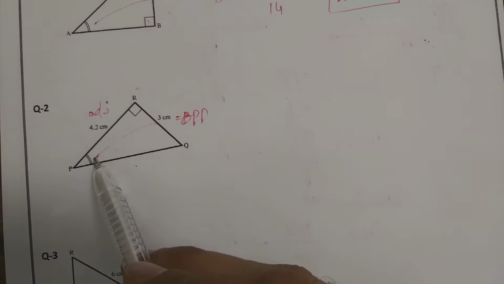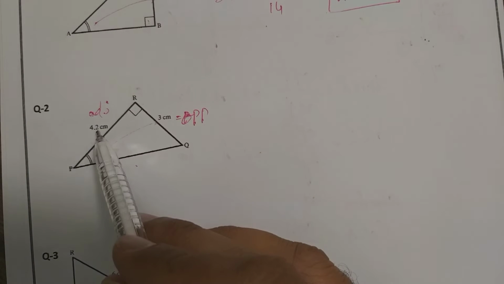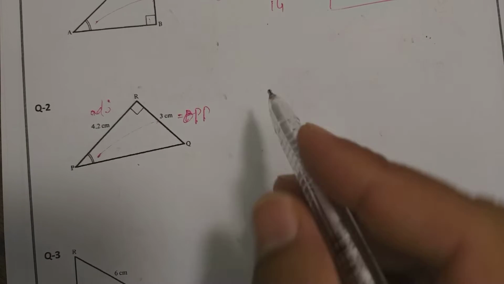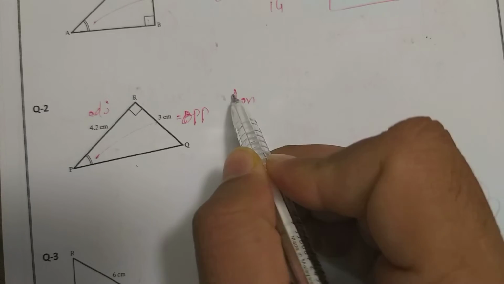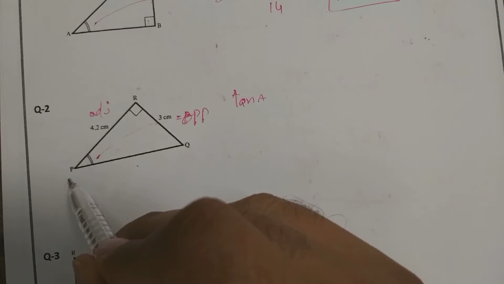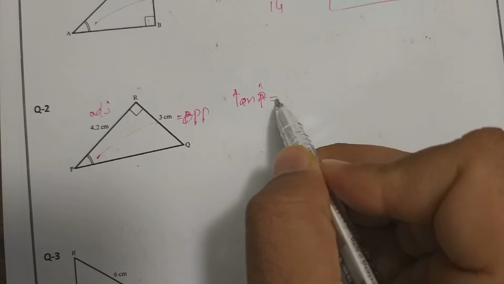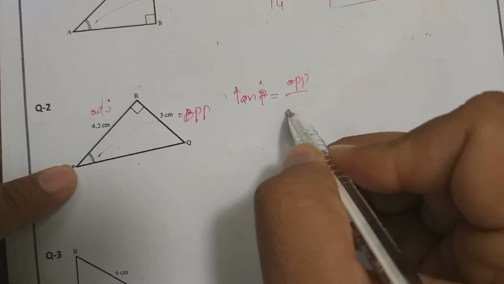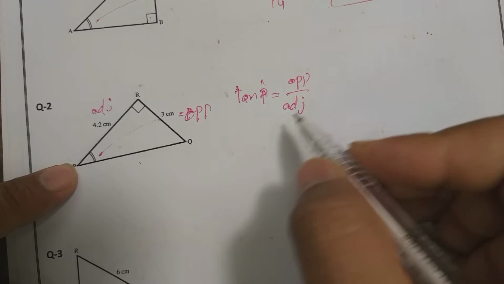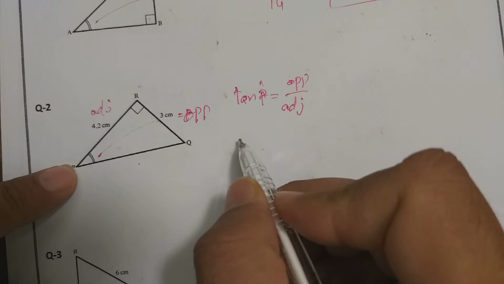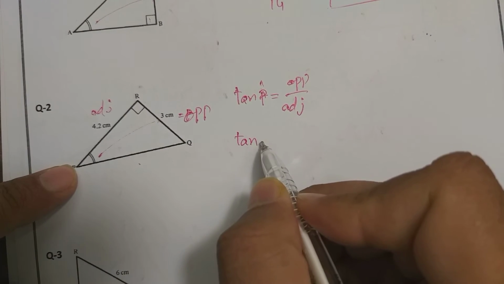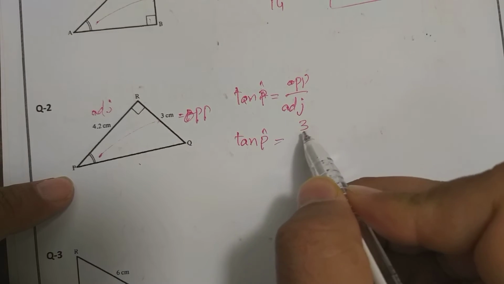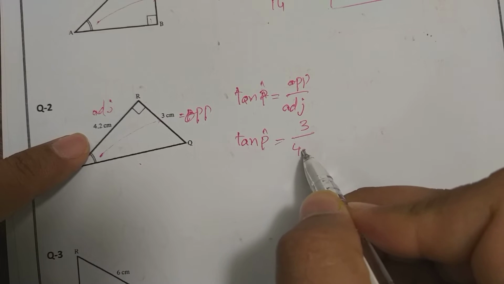Now we are given this side, which is opposite, and this is adjacent. We know that for opposite and adjacent, we use the tan formula. So tan of the angle, we are given angle P here, so I write P here, equals opposite over adjacent, and we are given the information. Substitute the information in the given formula. We need to find the angle P, so I leave it as it is. So opposite is 3 and adjacent is 4.2.